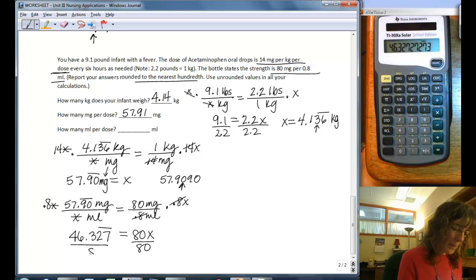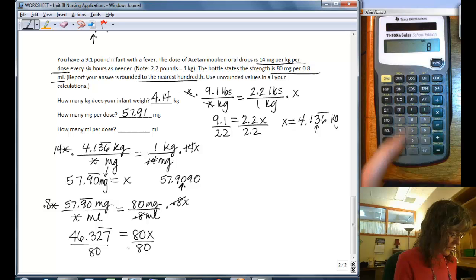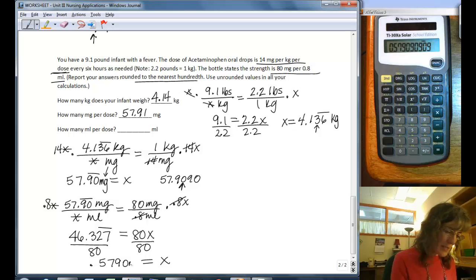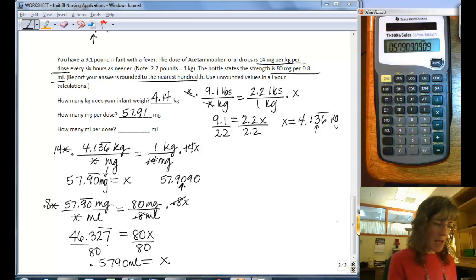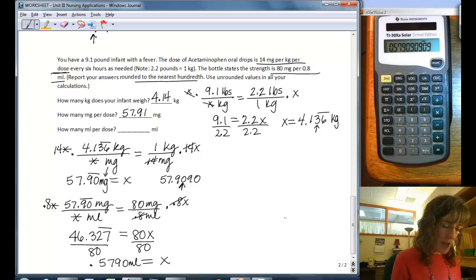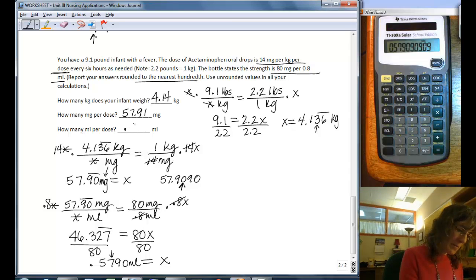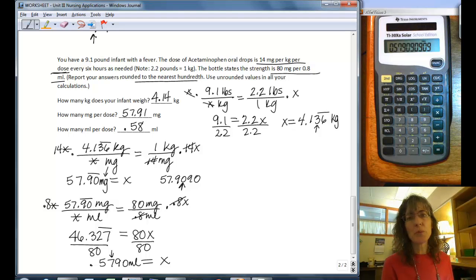Divide both sides by 80, and I get 0.5790, etc. equals x. And this is in milliliters. And I also know that I need to round this one to the nearest hundredth, which is going to be the 7. The next digit's a 9, so it's 5 or greater, so I bump up the 7. So it'll be 0.58 milliliters per dose.